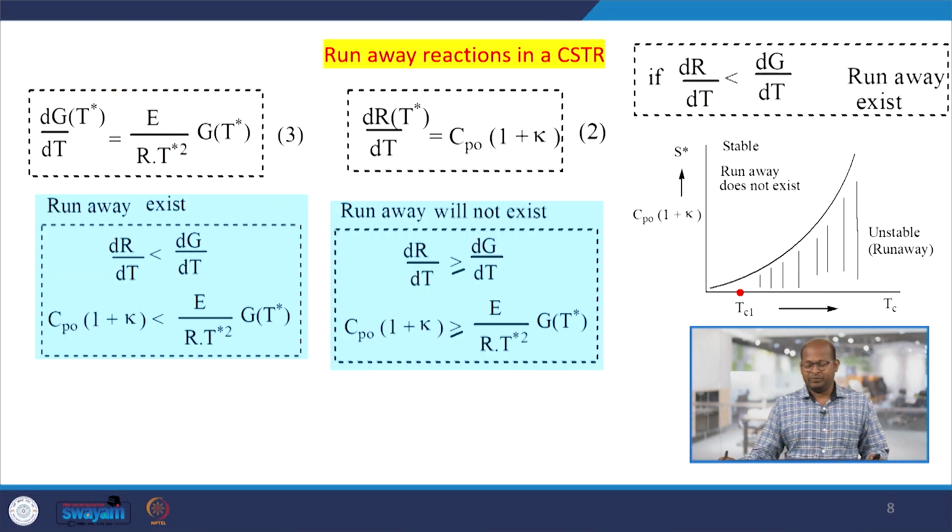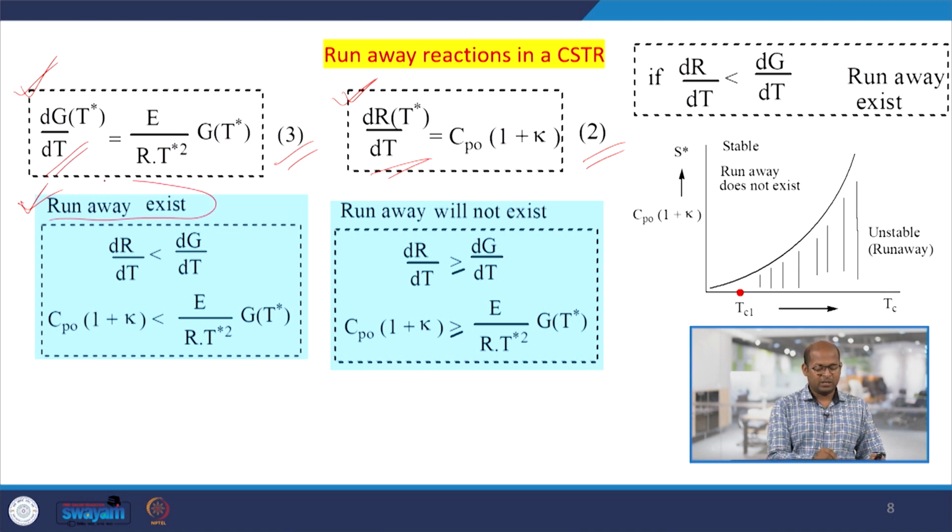So how can we avoid runaway conditions? We should operate the system so that there is no runaway, meaning one steady state, and the steady state temperature is such that there are no side products, evaporations, or decompositions of the reactants. So how can we do that? We have developed equation 2 and equation 3, the heat generation and heat removal terms.